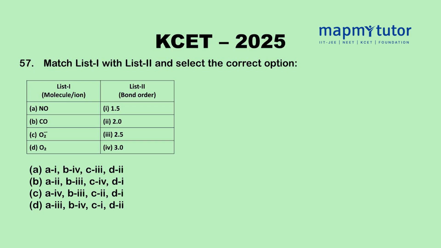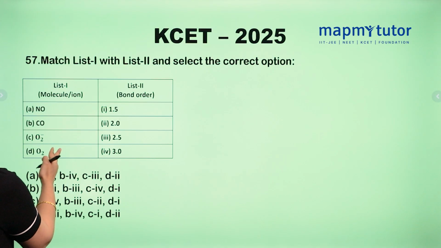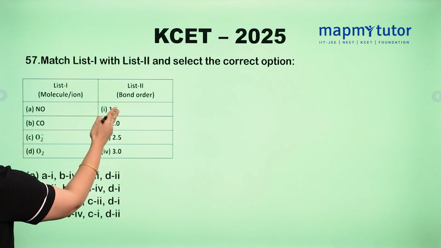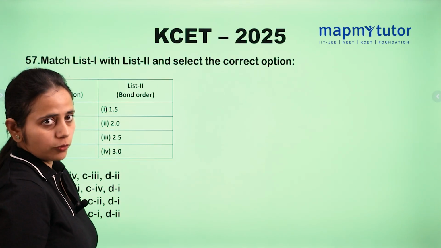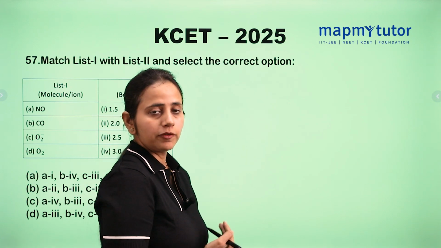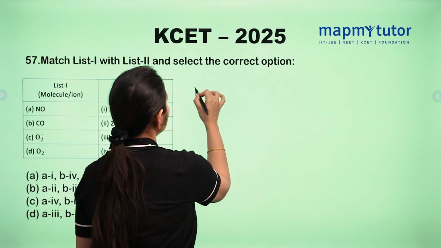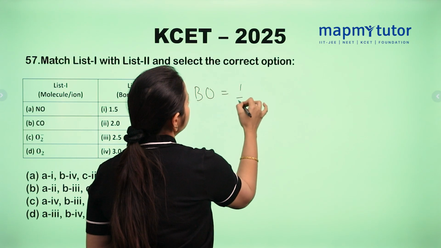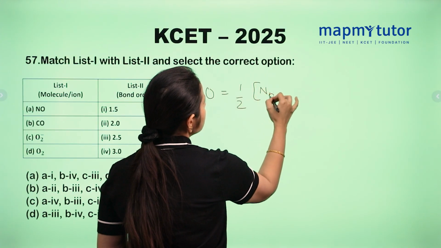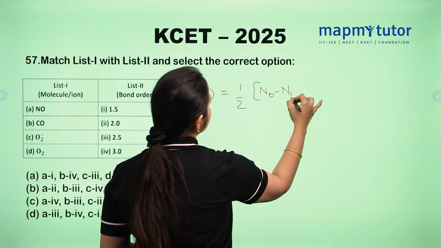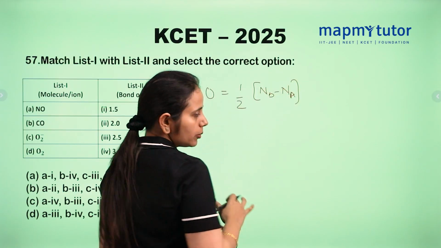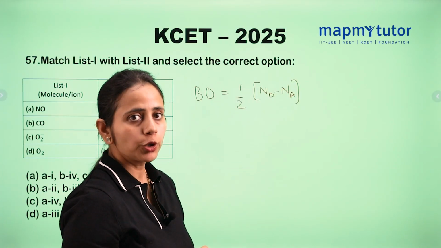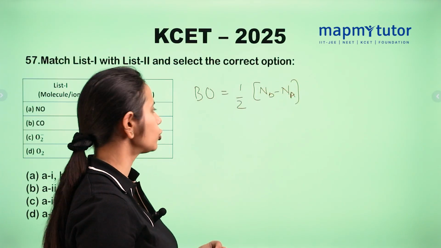Match list 1 with list 2 and select the correct option. Here the molecules and ions are given and we need to calculate the bond order. If we use the general formula, in which bond order is half the number of bonding minus anti-bonding electrons, then this will be very lengthy. But in an exam we don't have that much time.